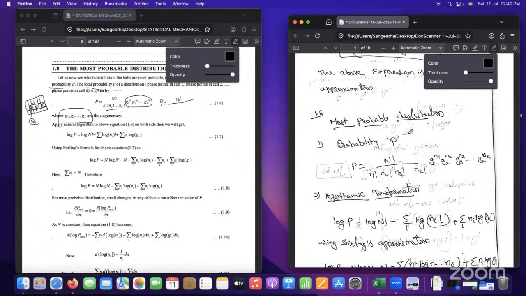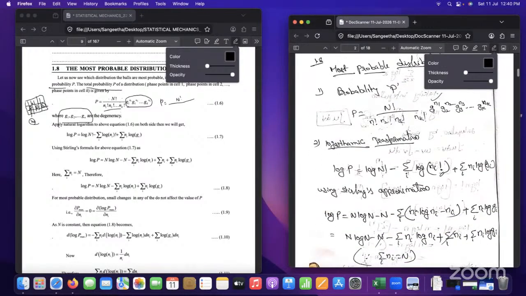P equals N factorial by N1 factorial and so on, the first equation, and we are applying log. After applying log to both LHS and RHS, log P equals log N factorial from the numerator, minus the denominator terms log N1 factorial, N2 factorial, and so on up to Nk factorial. Log is also applied to Ni factorial. Plus the third term, G1 to the power of N1, G2 to the power of N2, G3 to the power of N3, which I am writing as Ni times log Gi.